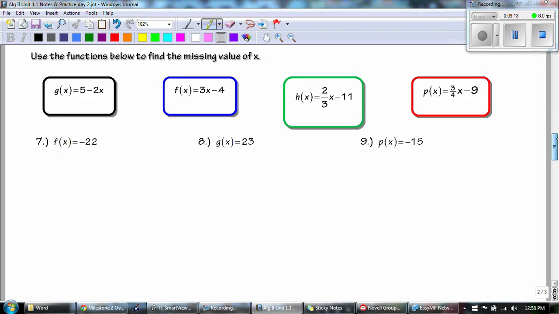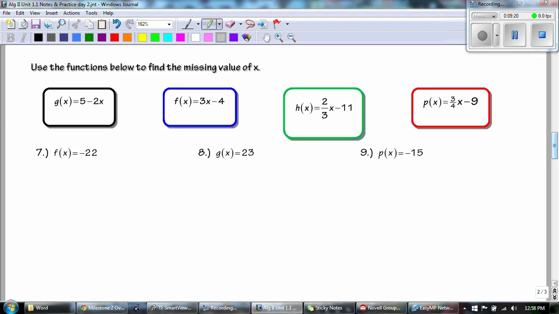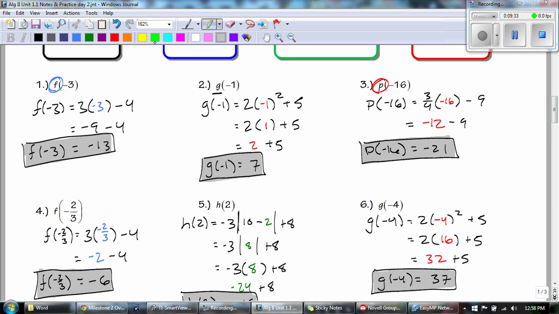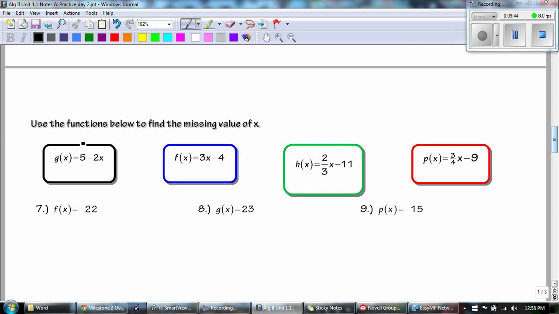All right. So once again, we're going to use the functions below to find the missing value of x. This one's a little bit different because before, if we look back up here, this was our x, and we needed the y, so we were finding the y. But now we know the y, and we need to figure out what the x is.